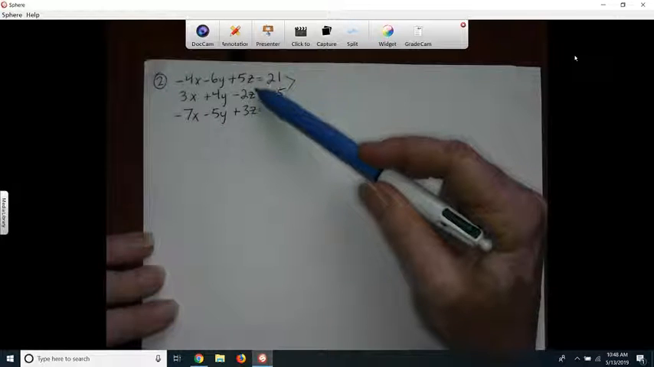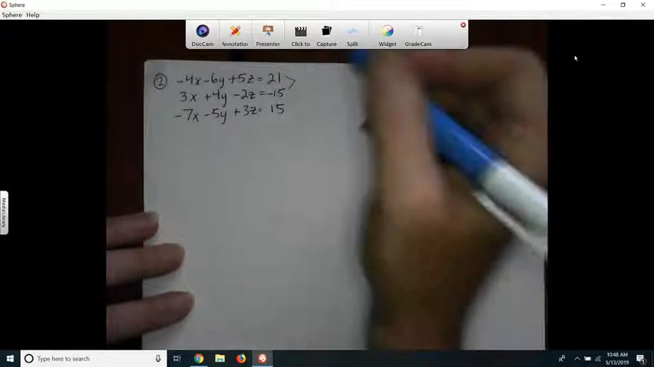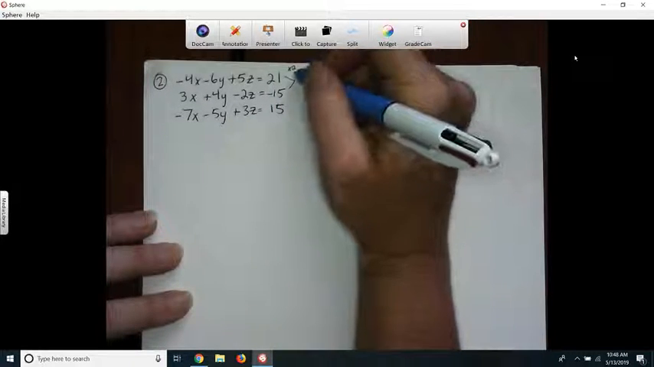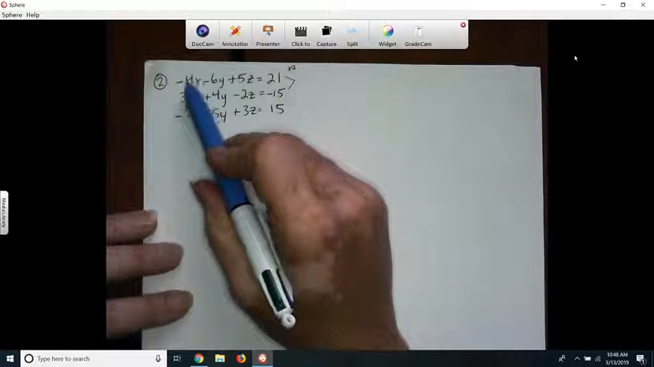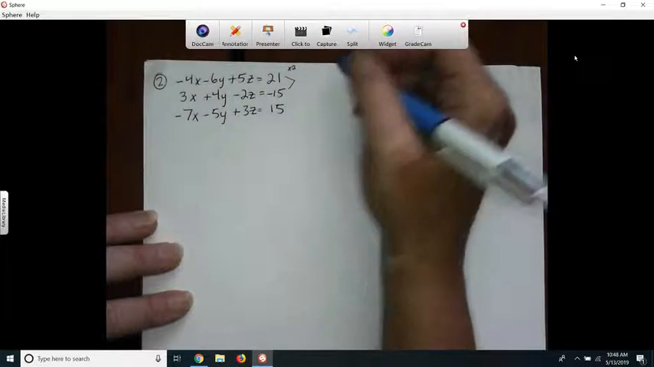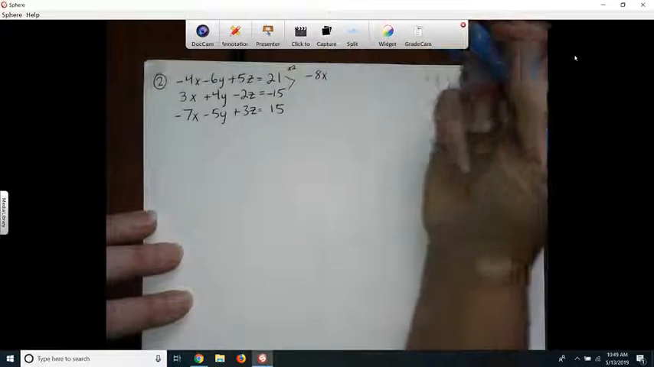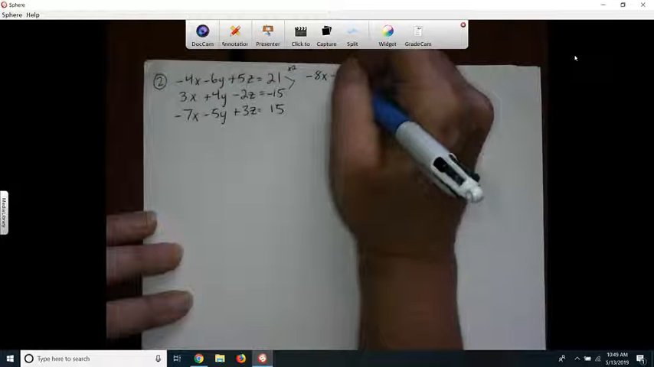So I'm going to do a lot of that in my head. I'll go ahead and write it out. I'm going to write times 2 really small right here, and then I'm just going to double everything up here. So that gives me negative 8x minus 12y.